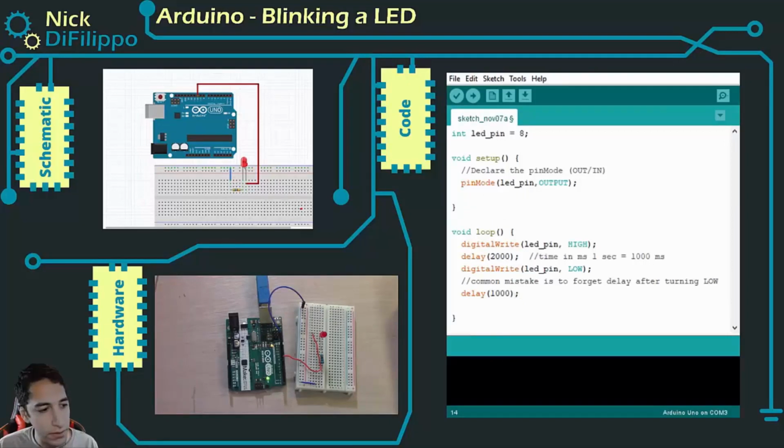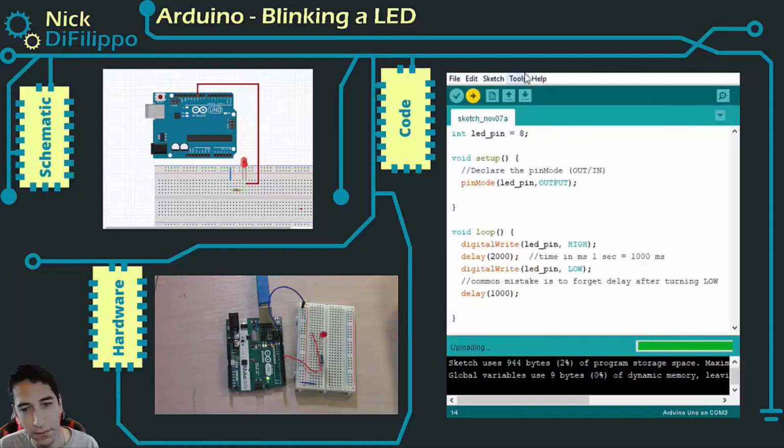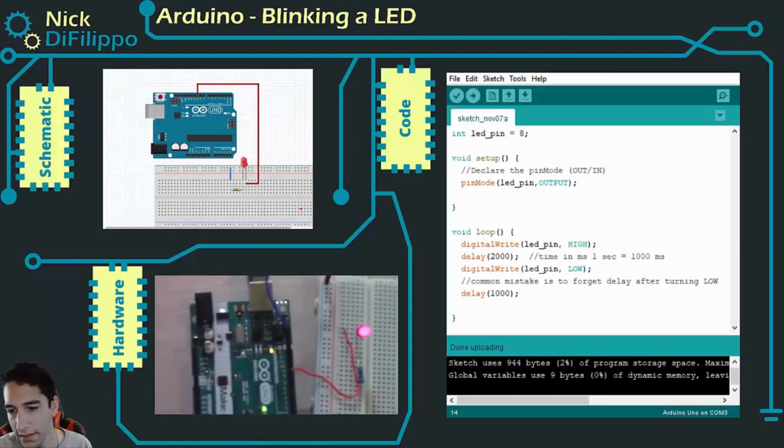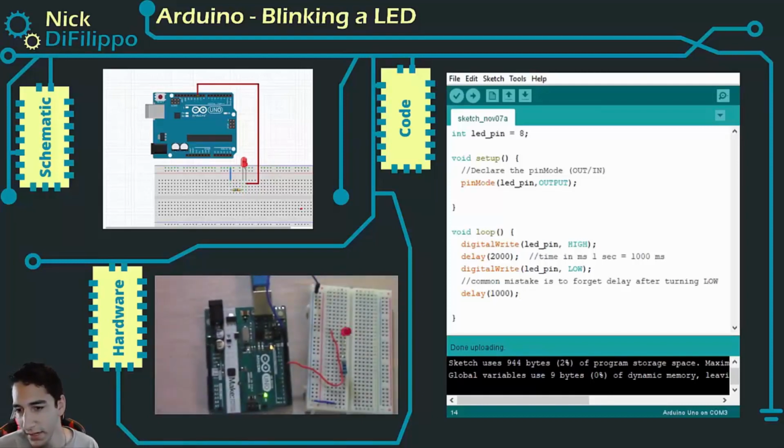So I can upload it to my board, Arduino Uno on COM3. Typically I want to make sure that in my tools the correct board is selected, and there you have it. The LED is staying on for 2 seconds, and then it's going off for 1 second. On for 2 seconds, off for 1 second.